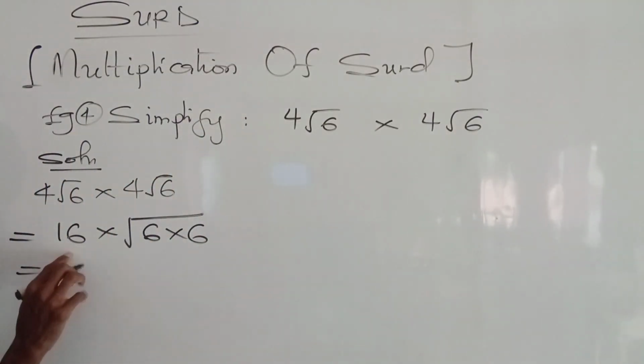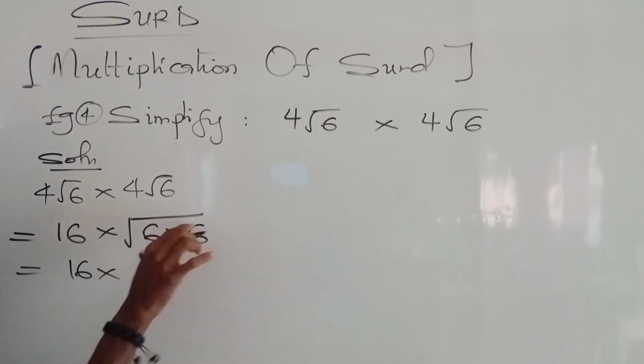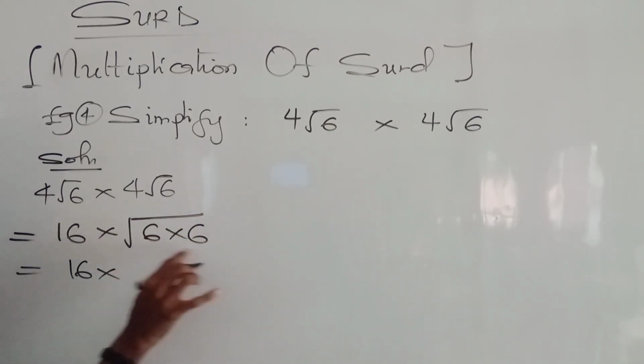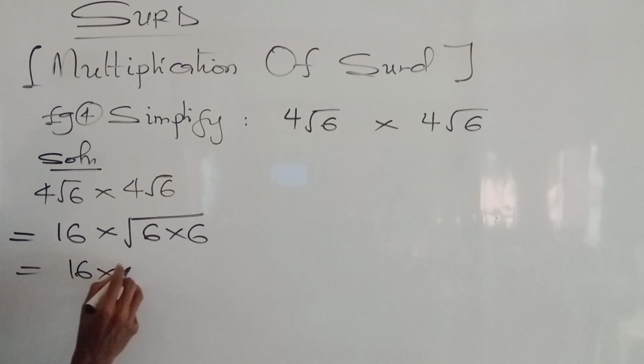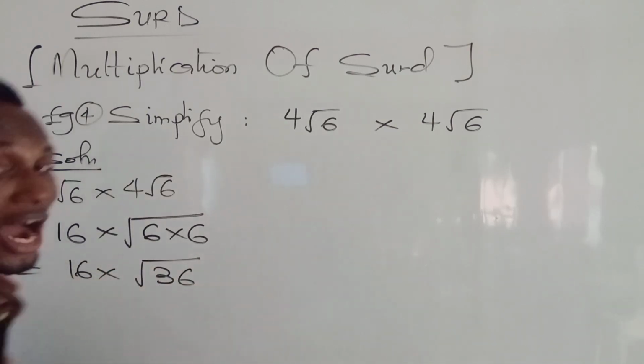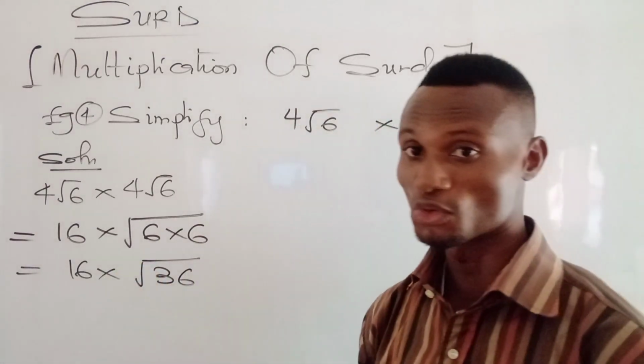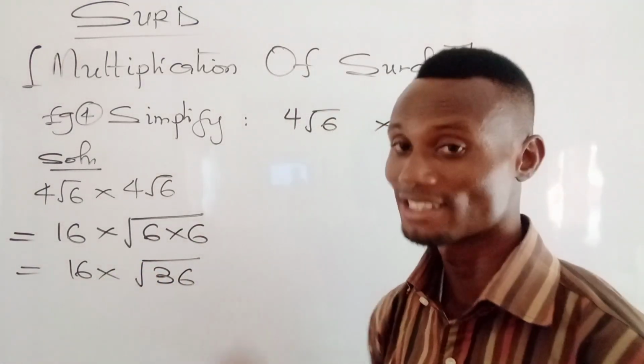Okay, so I'll repeat my 16, which is here, times the square root of 6 times 6. And 6 times 6 gives 36. So I'm going to write square root of 36. I hope you agree with me up to this point. That's what you have to do. Now let's go ahead and simplify further.